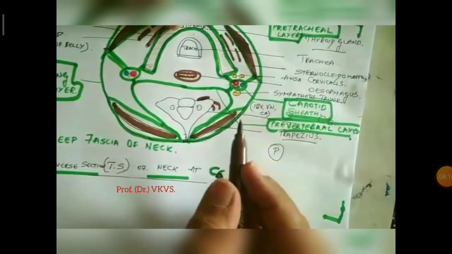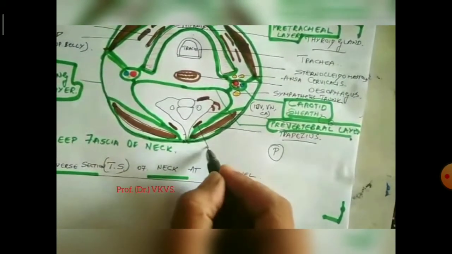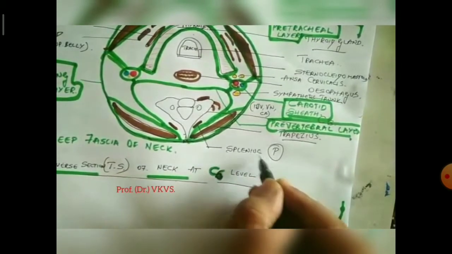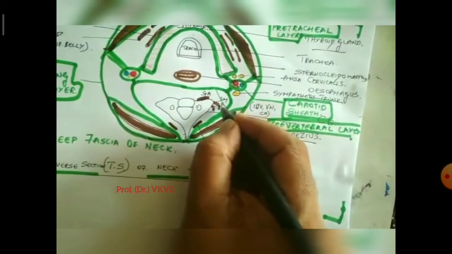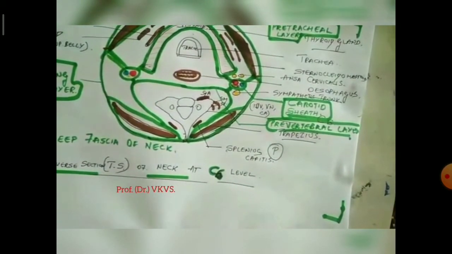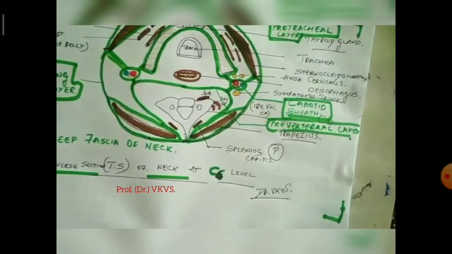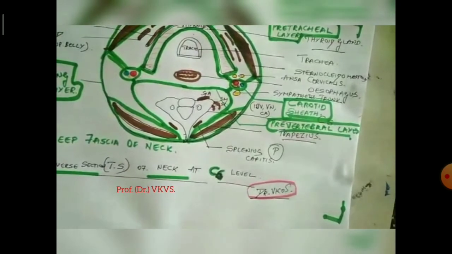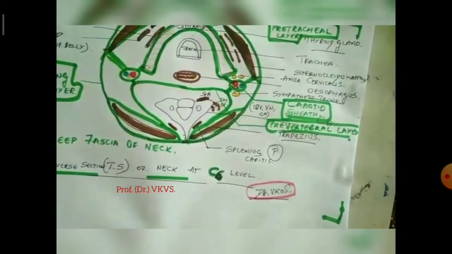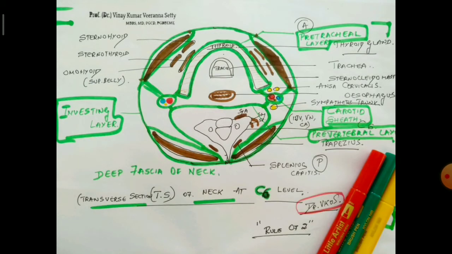Smaller muscles we can write, that is the scalenus anterior, splenius capitis, scalenus anterior, scalenus medius and scalenus posterior. All these are the prevertebral muscles. So this finishes the diagrammatic transverse section of the neck at the level of the C6 vertebra to show the horizontal disposition of the three layers of deep fascia of the neck.